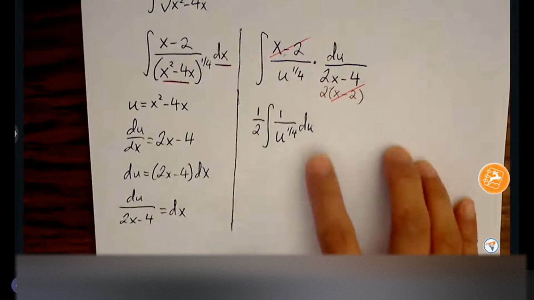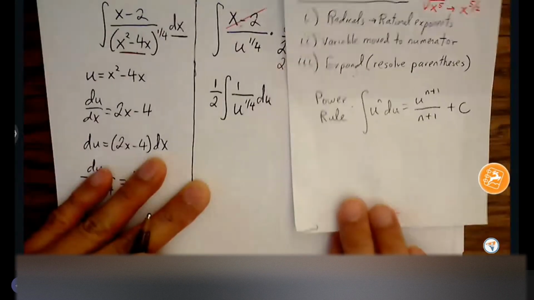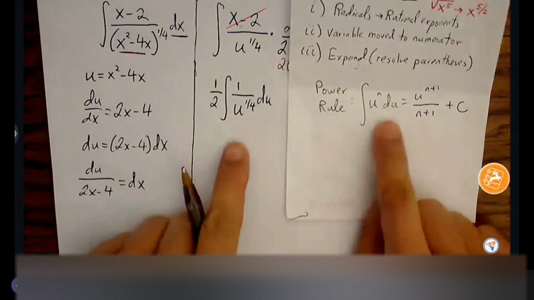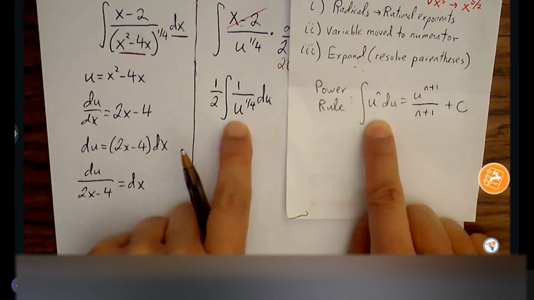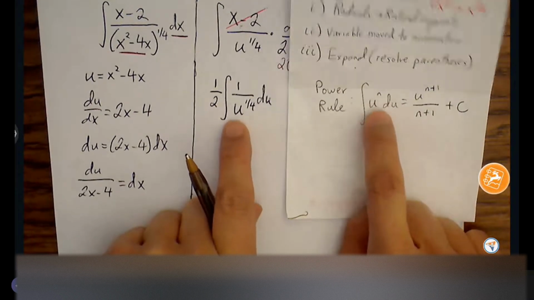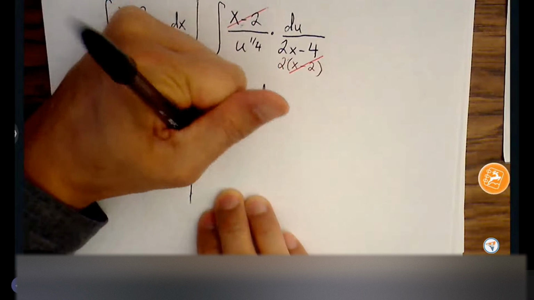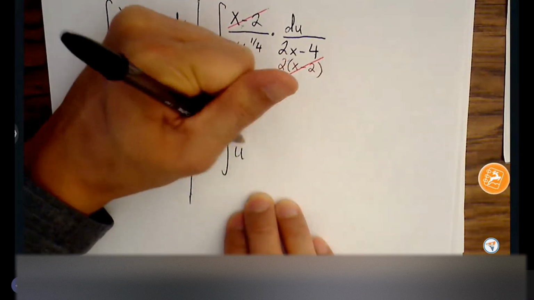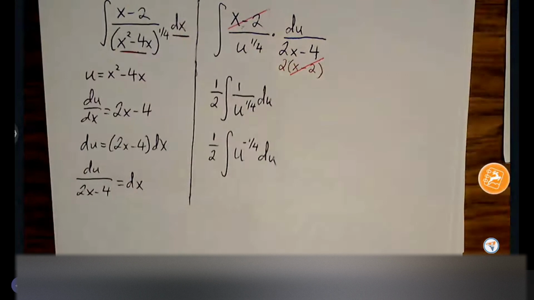So our problem looks a lot cleaner. Are we ready for power rule? Does the u have to go on top? Right, that u is still a little bit out of place. We're almost there, but we can't do power rule if our variable is out of place. All right, move it to the numerator. Now we're ready.